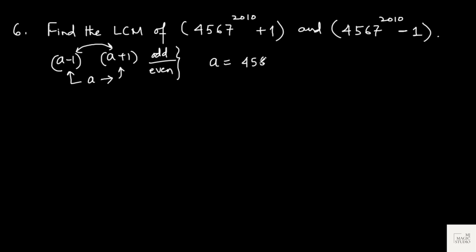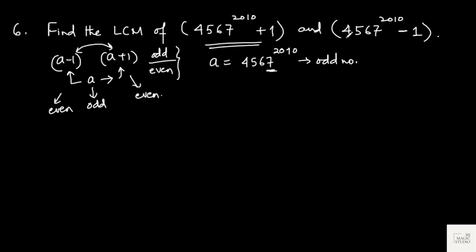Now let us see what is a. A is 4, 5, 6, 7. It is an odd number. An odd number raised to any power is always an odd number. That means a itself is an odd number. A minus 1 should be an even number, and a plus 1 should also be an even number. That means the two numbers given in the question are both even and consecutive.